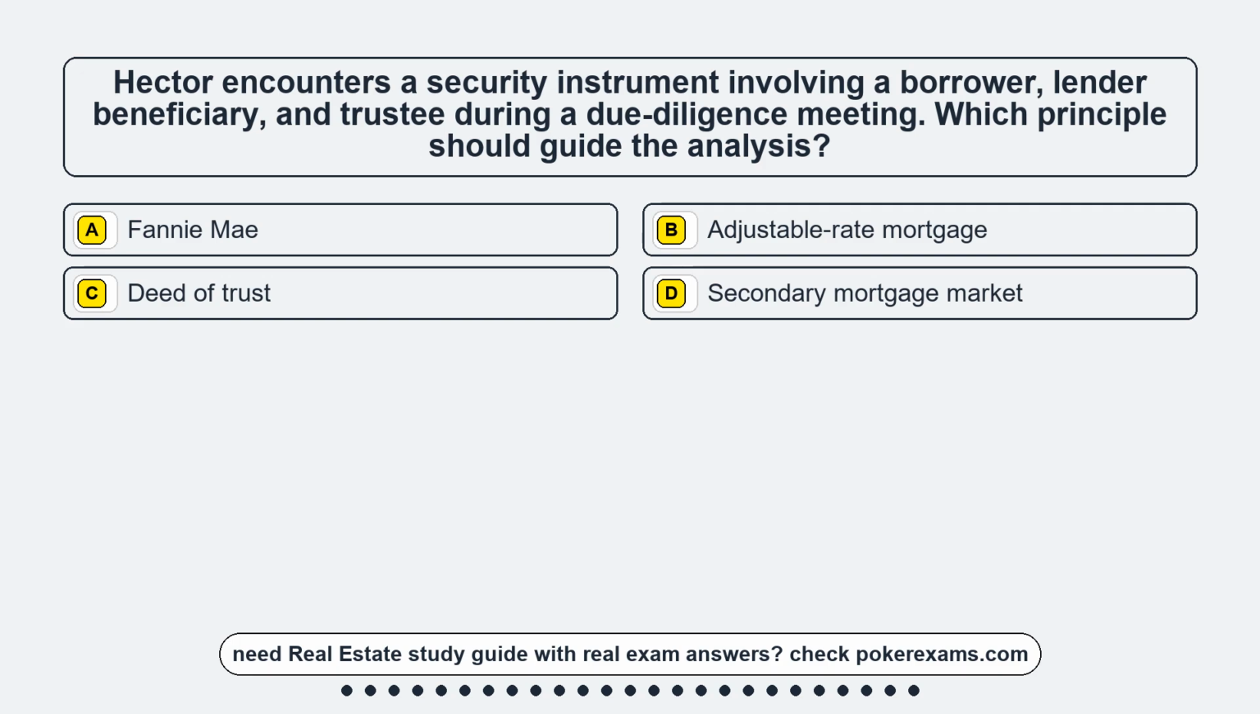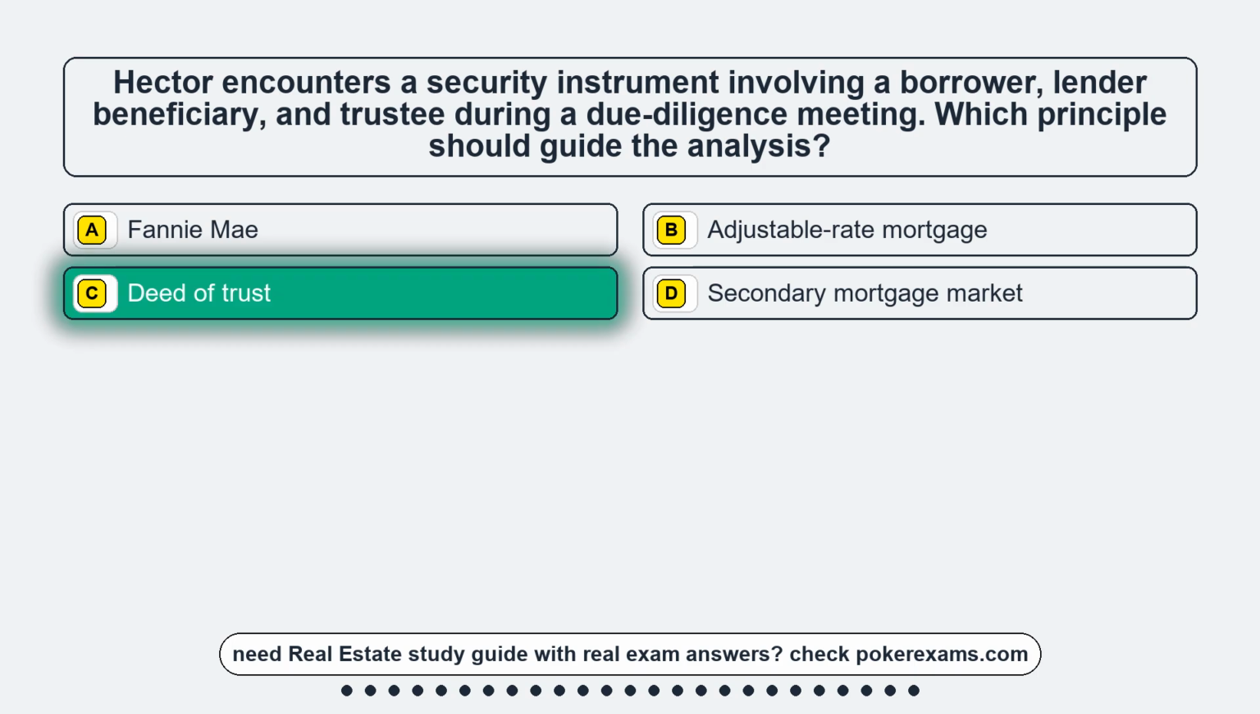Question 7. Hector encounters a security instrument involving a borrower, lender beneficiary, and trustee during a due-diligence meeting. Which principle should guide the analysis? Option A, Fannie Mae. Option B, adjustable-rate mortgage. Option C, deed of trust. Option D, secondary mortgage market. The correct answer is option C, deed of trust.